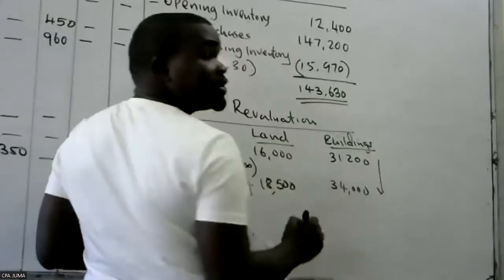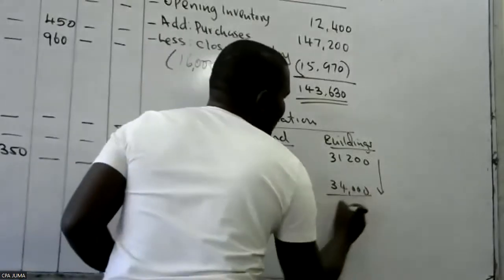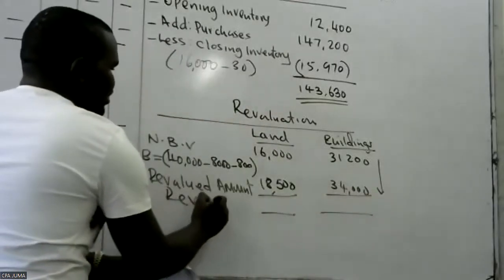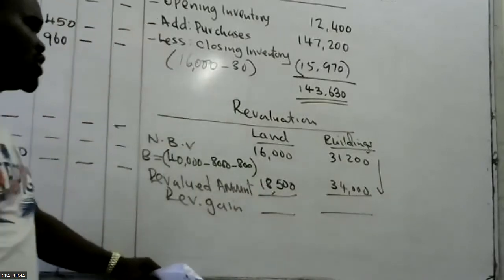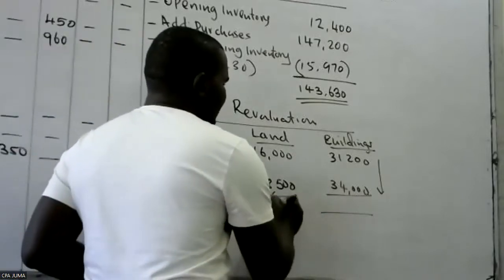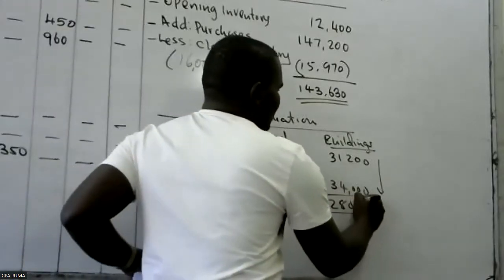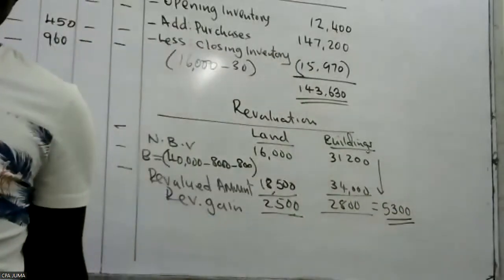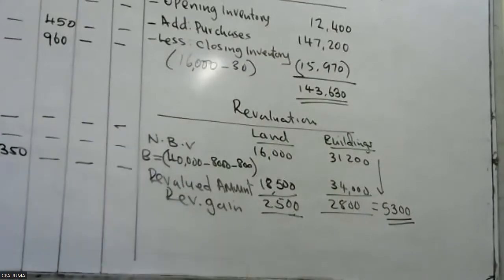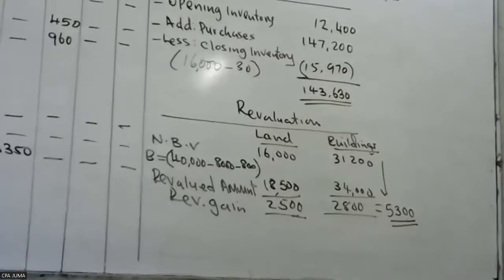So this is a revaluation gain. They have been revalued upwards. So these are gains. Get this one, a gain of 25. And the other one is a gain of 28. Total 53. So we have a total revaluation gain of 5,300. A total revaluation gain of 53. So that one you take to OCI, other comprehensive income.